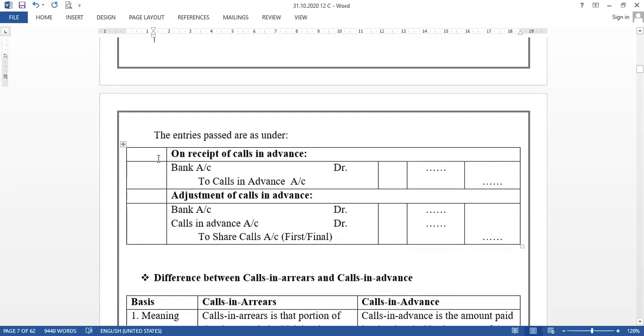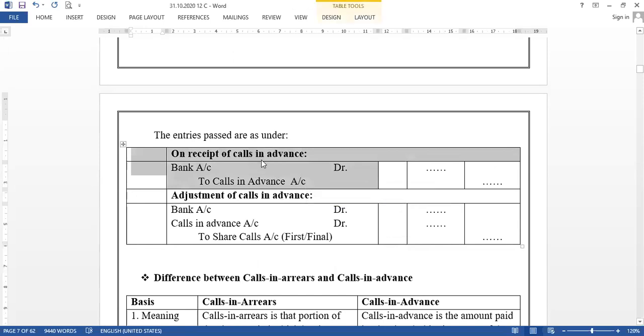You see this, when the amount is received in advance, bank to calls in advance. It can happen along with allotment, along with first call, basically in allotment and first call. At the time of allotment it may be told to you that the amount has been paid in advance for first call and second call, so we write bank to allotment to calls in advance. And when you have to adjust it, we adjust it with calls in advance to share first call or final call, whichever it is. You have to remember this: at the time of receipt of money in advance, calls in advance has to be credited, and at the time of adjusting, it has to be debited. Vice versa, the account will close, right?